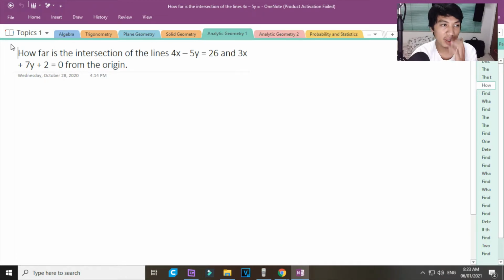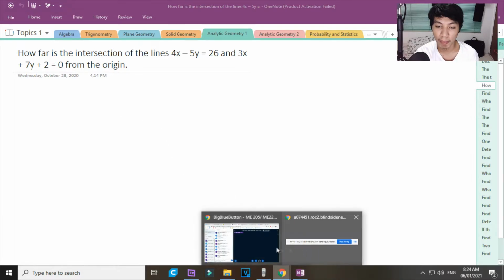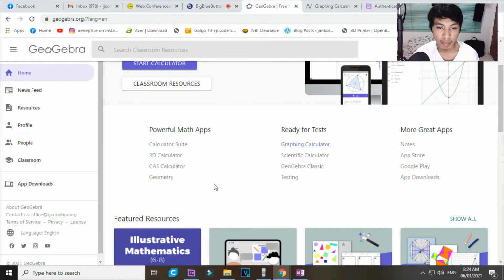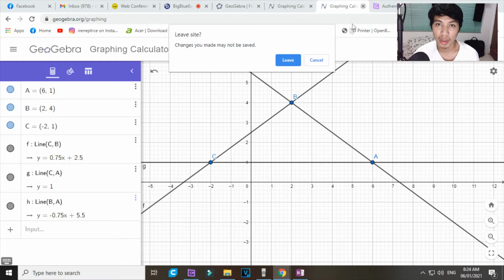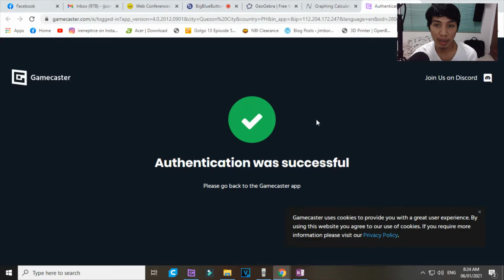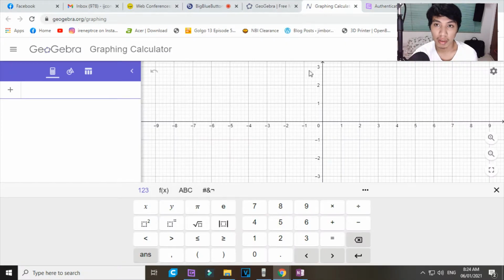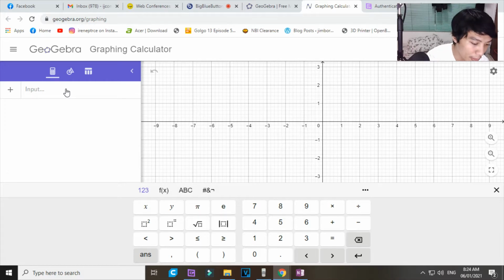Problem number 3. How far is the intersection of lines 4x minus 5y equal to 26 and 3x plus 7y from the origin? So, let us draw again using GeoGebra. Okay, graphing calculator again. So, graphing calculator, you are given nung line na pangalawa.